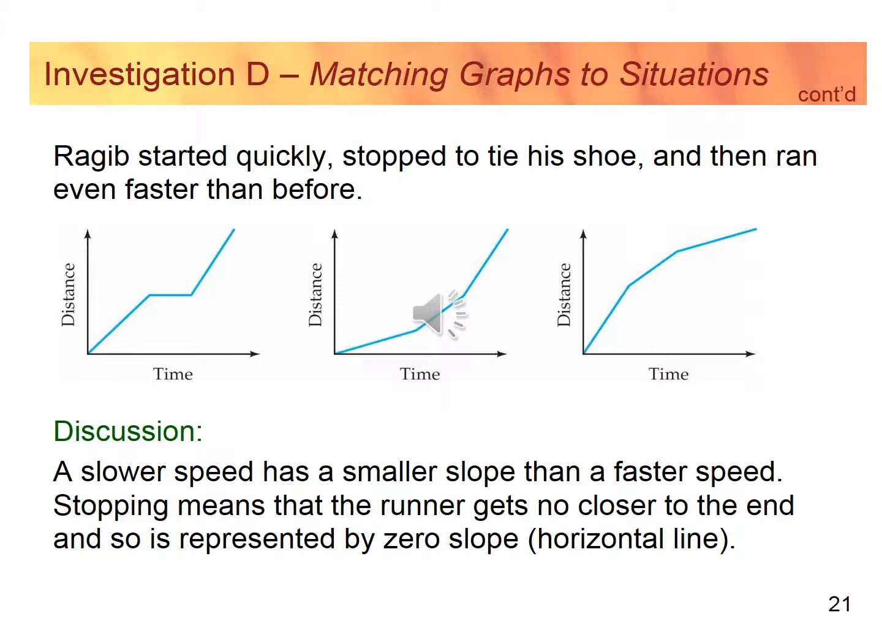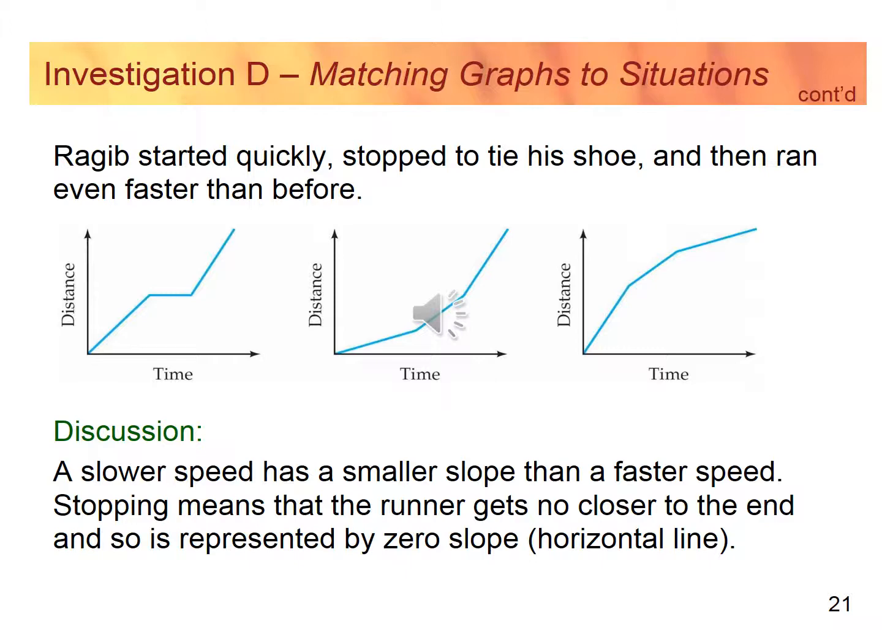We've got this student, Rageb, who is running a race, okay? He started quickly, but then he stopped to tie his shoe. And then, after he tied his shoe, he was able to run even faster than before. We've got a representation of three different graphs here showing time compared to distance. So when we're looking at these graphs, which one of these do you think most closely reflects his speed and activity? Keep in mind that a slower speed is going to have a smaller slope. In other words, it's not going to go up as steeply as a faster speed. And stopping means that the person is not going to get any closer to the finish line. So what do you think?